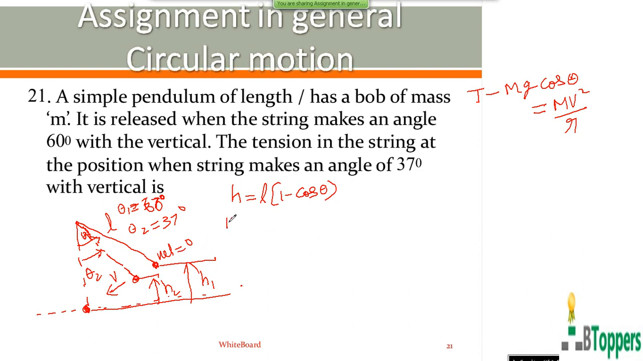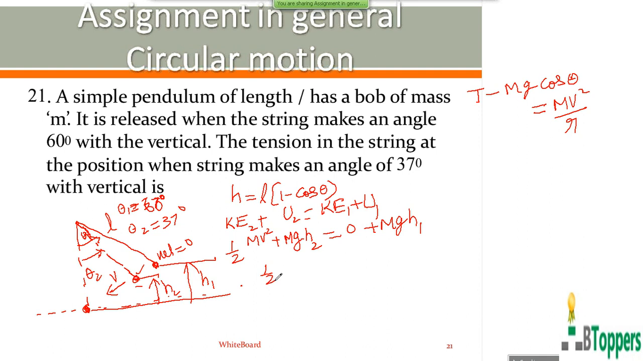Applying conservation of energy: the sum of the final kinetic energy and final potential energy of the bob equals the sum of the initial kinetic energy and initial potential energy. The final kinetic energy of the bob at this position is half mv square, and the initial kinetic energy at the starting position is 0. The initial gravitational potential energy we can write as mgh1, and the final gravitational potential energy at the later position as mgh2. So half mv square equals mg (h1 minus h2).